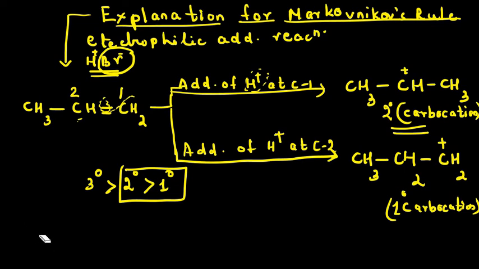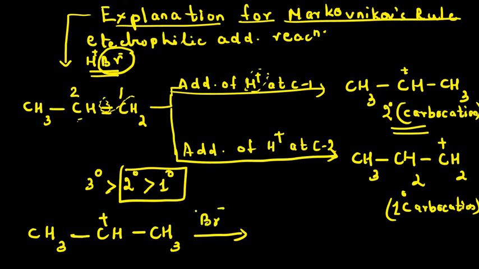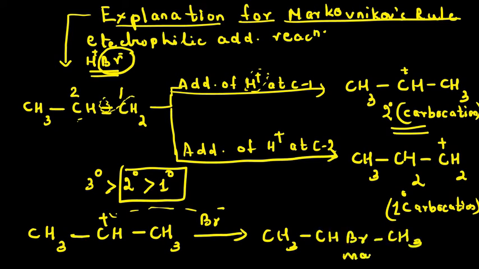So we will be getting CH3CHCH3 plus, to which our leftover Br minus adds on, and we will be getting the major product, 2-bromopropane. This is our major product, and this is the theoretical explanation for Markovnikov's rule.